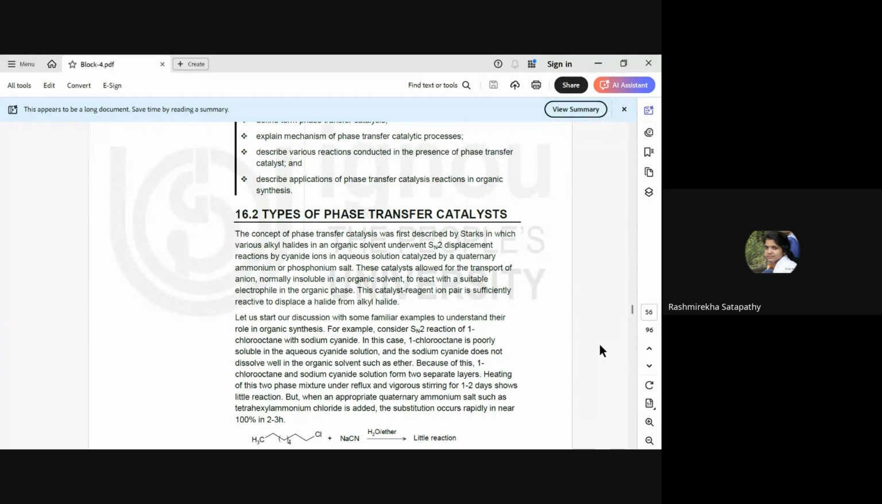The concept of phase transfer catalysis was first described by Starks, in which various alkyl halides in an organic solvent underwent a displacement reaction by cyanide ion in aqueous solution, catalyzed by quaternary ammonium or phosphonium salt. These catalysts allowed for the transport of an anion normally insoluble in an organic solvent to react with a suitable electrophile in the organic phase. The catalyst-reagent ion pair is sufficiently reactive to displace a halide from the alkyl halide.